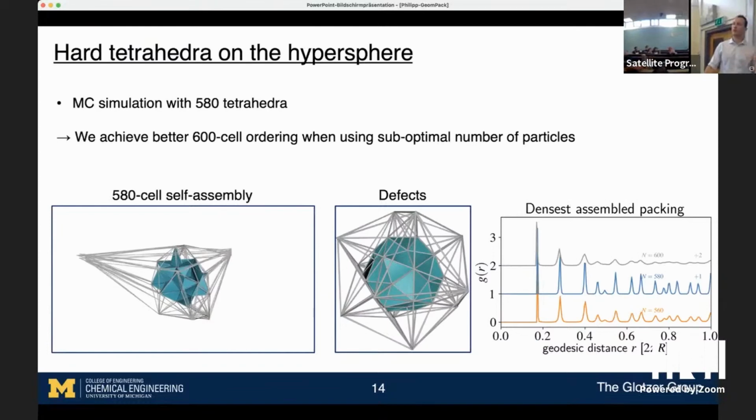The issue is just that you might have a place where a tetrahedron should be, but it can't reach. Yes, exactly. It's still the 600 cell configuration, it just has some holes. Exactly, it has some holes and some interstitials, which are not supposed to be there.